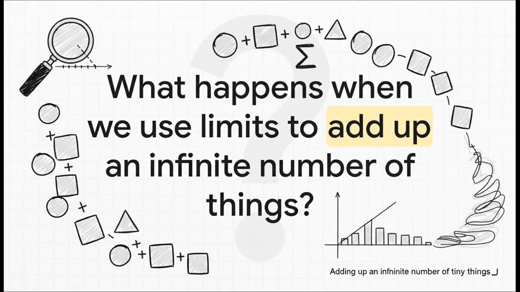So, we started this journey trying to solve the mystery of an unbroken line. And we found out that this incredible idea of a limit lets us zoom in and find the slope at one single point. But this powerful idea has another equally amazing application. What happens when we use that same concept of getting infinitely close, not just to zoom in, but to add up an infinite number of tiny things? Well, that's a story for another time.